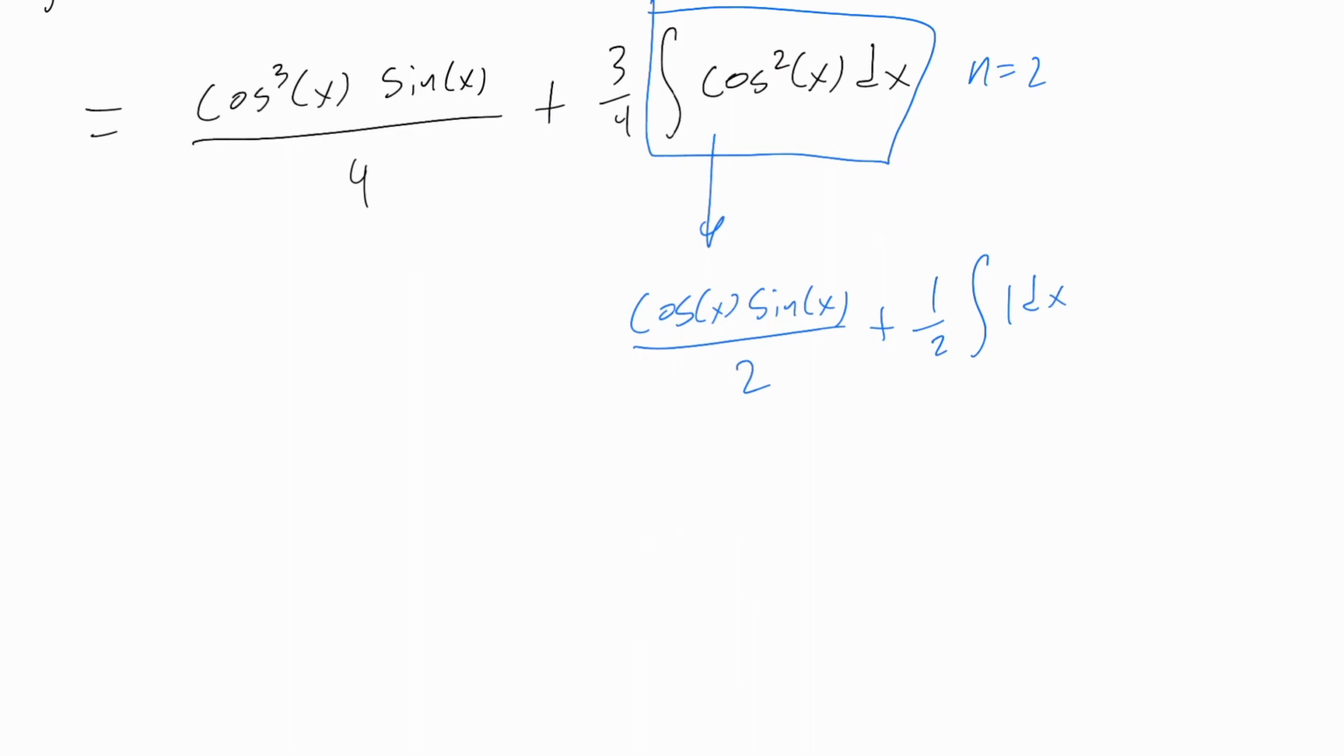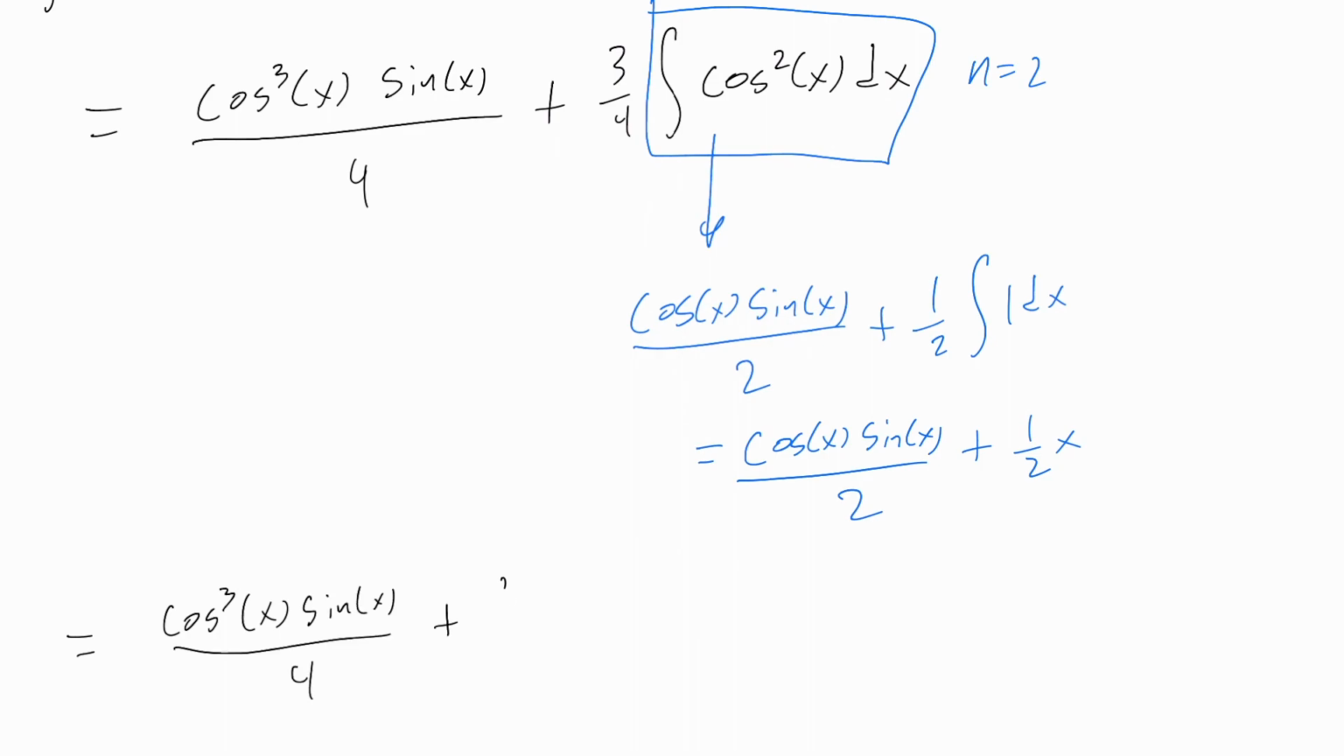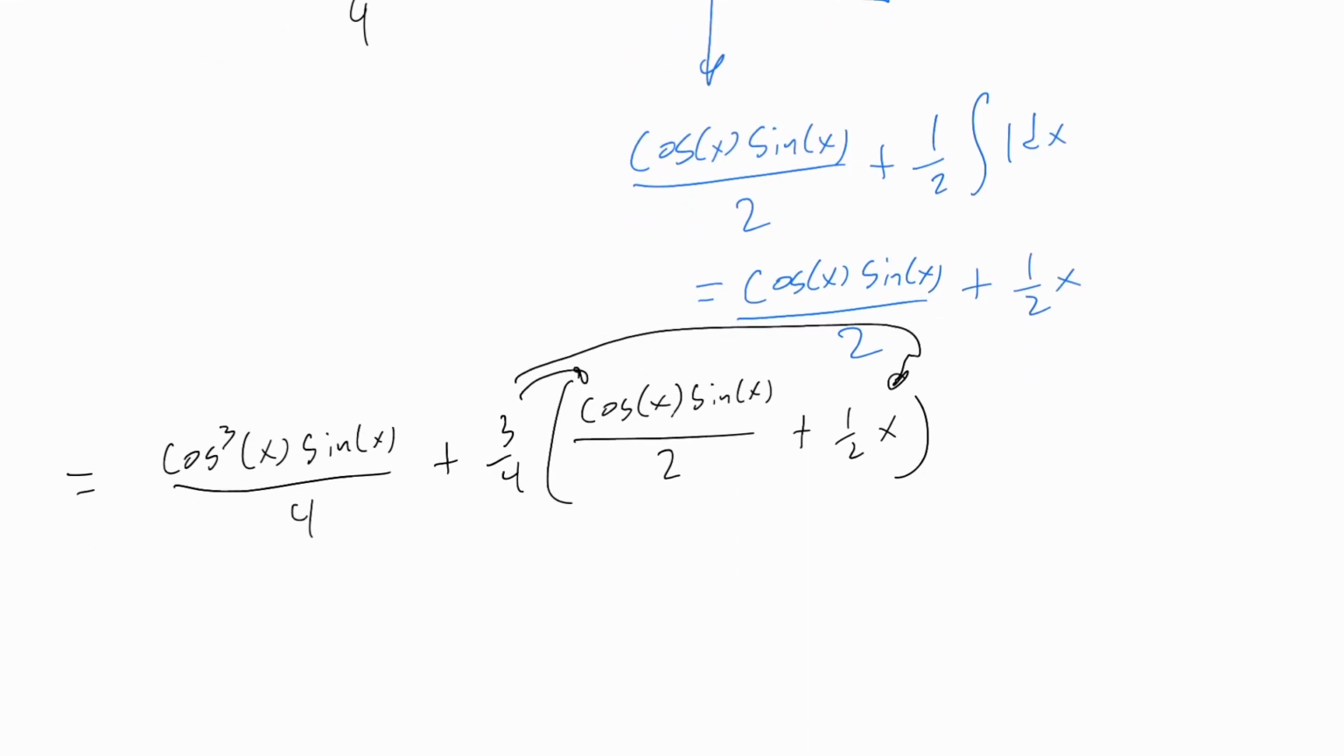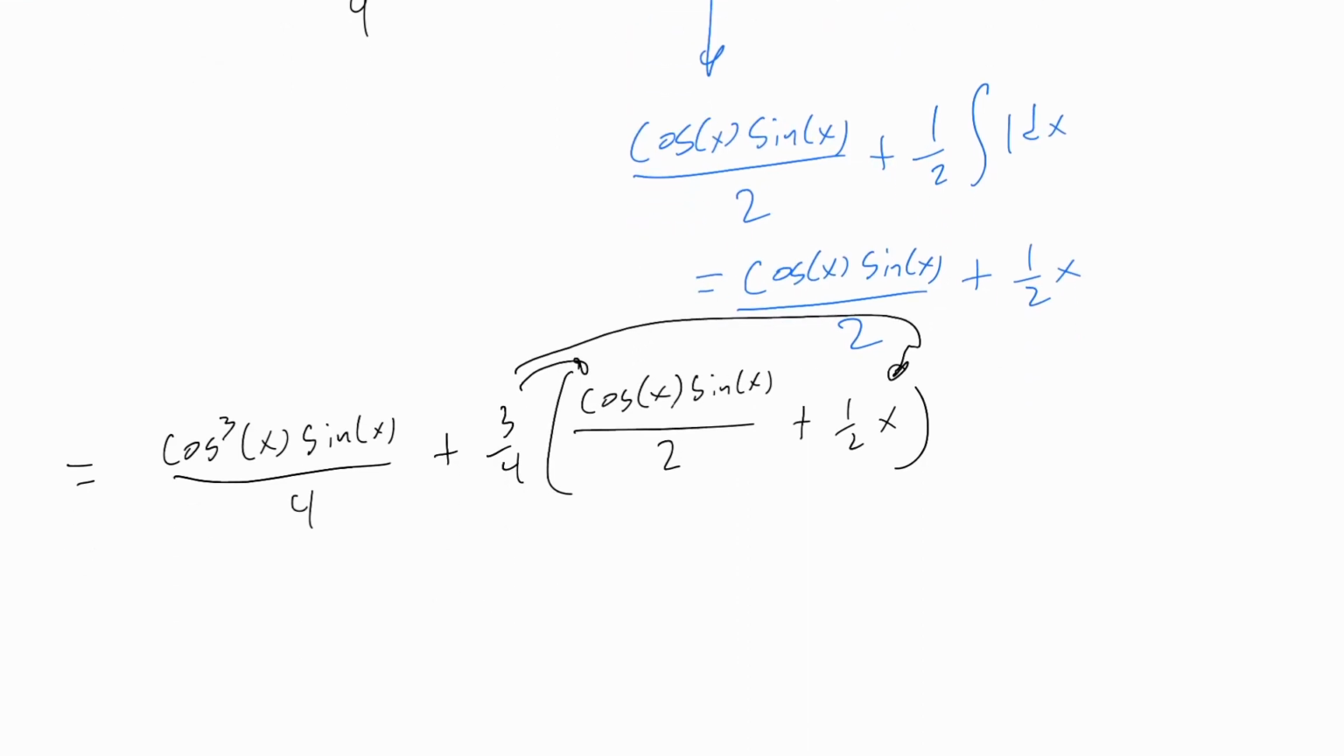Integral of 1 dx, that's about as easy as they come. So this gives me cosine of x times sine of x over 2 plus 1/2 x. Throwing everything together, my entire integral becomes cosine cubed of x times sine of x over 4 plus 3/4 times cosine of x sine of x over 2 plus 1/2 x. And if you want to, you can distribute this 3/4 in here and here, but you don't have to. This is a perfectly good answer, except we need a plus C. Always got to have that constant of integration.